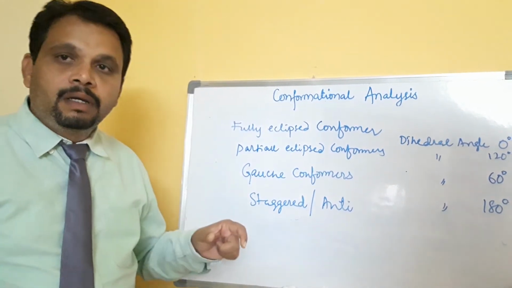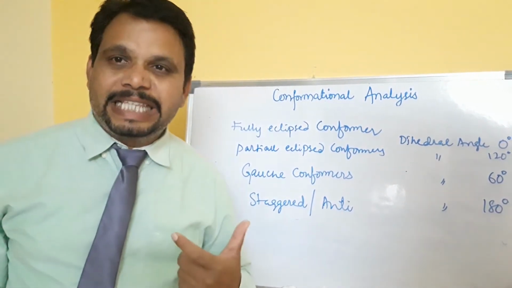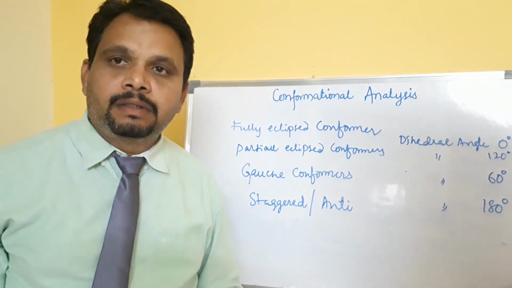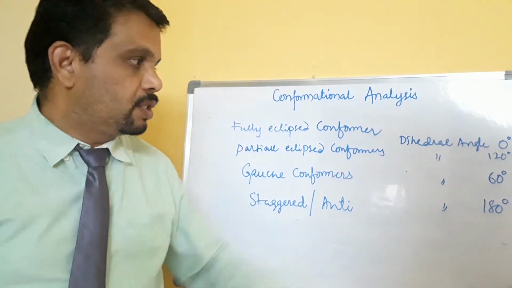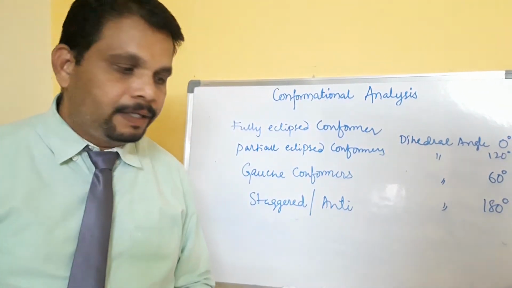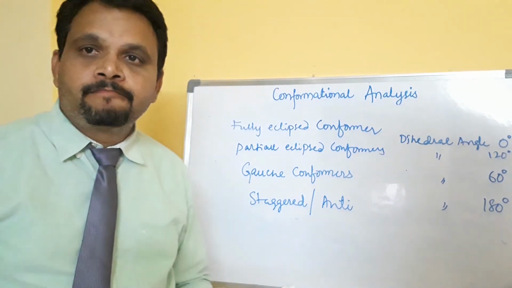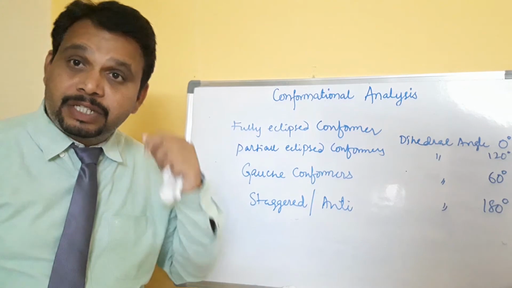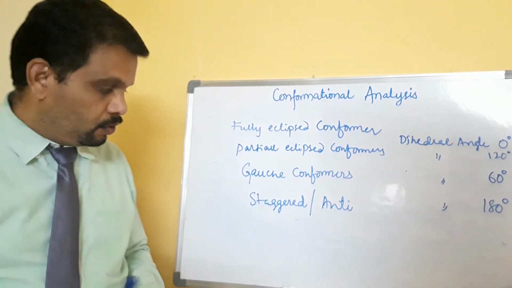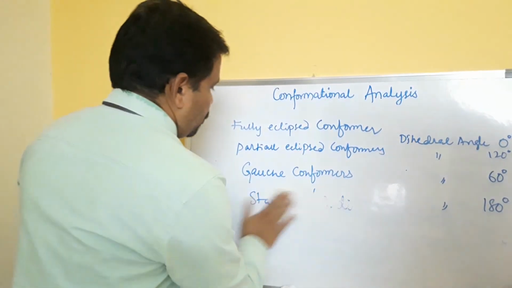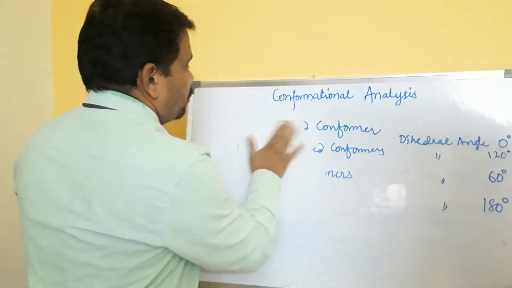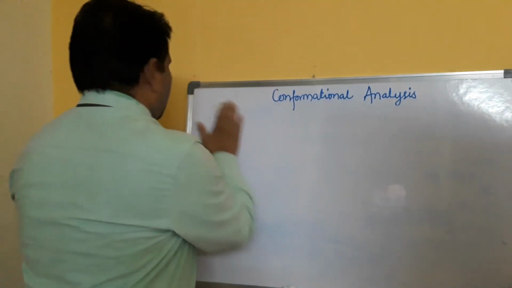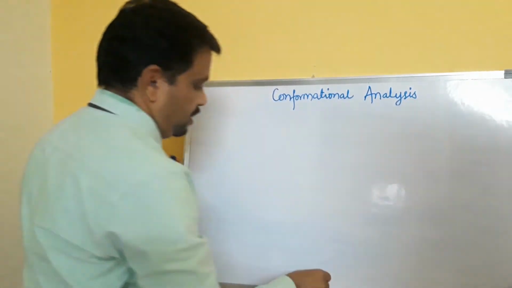So therefore, in every example, you need to verify these conformers based on the dihedral angle, and try to predict the stability of those conformers. Also you have to be familiar with writing the stability order among different conformers. Okay.